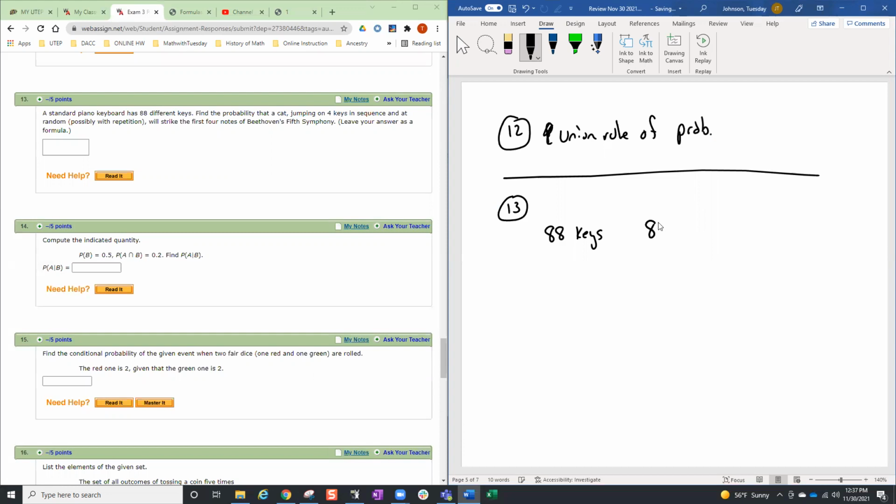So there are 88 keys. The first 4 notes is what the cat is jumping on, but only one of those is Beethoven's 5th, right? The first 4 notes of Beethoven's 5th. So that's why they want you to leave the formula instead of writing it out. 1, that is desired outcome. And 88 to the 4th possible outcomes.